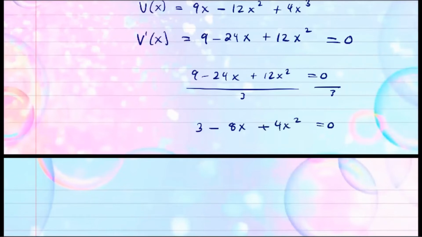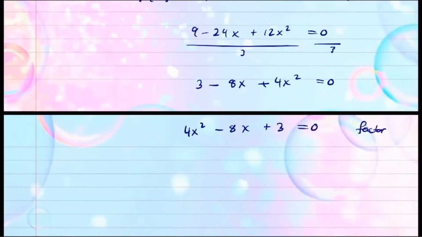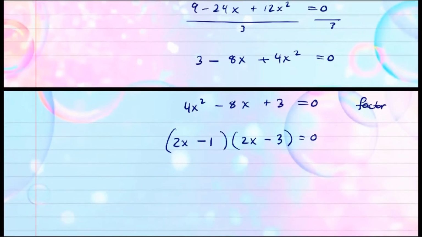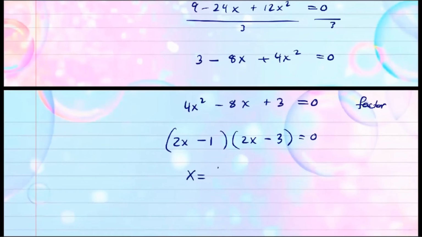Now let's rearrange the terms so it's easier for us to factor and visualize. 4x squared minus 8x plus 3 equal to 0. Let's factor this. Looks like it is factorable. So if I factor this and solve for x, this is 2x minus 1, and it looks like minus 3 will do the job. All right, so these are the right factors. That means x is equal to 1/2 and x is equal to 3/2.